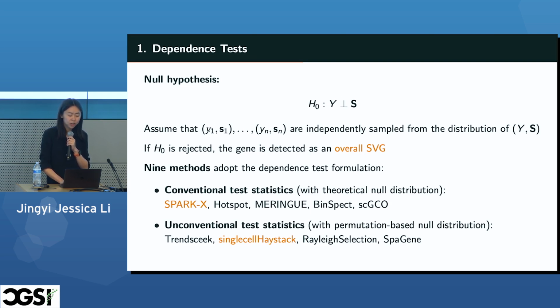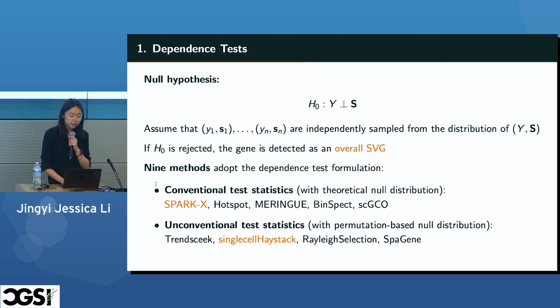So this is the gene expression level, Y1. This is spot 1's 2-dimensional location, up to YNSM. And we assume that these are sampled from some joint distribution of the YNS, right, gene expression and spatial location. This is a null hypothesis. And for a particular method, if it rejects this null, then the gene is called an over SVG.